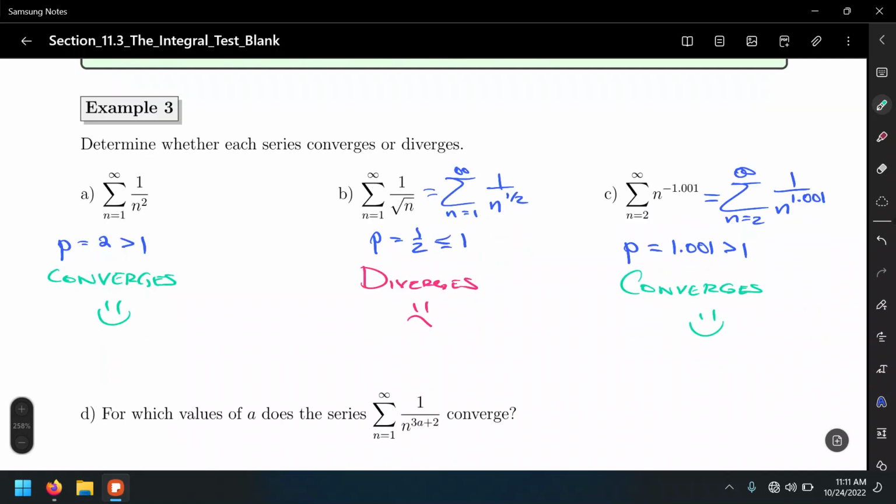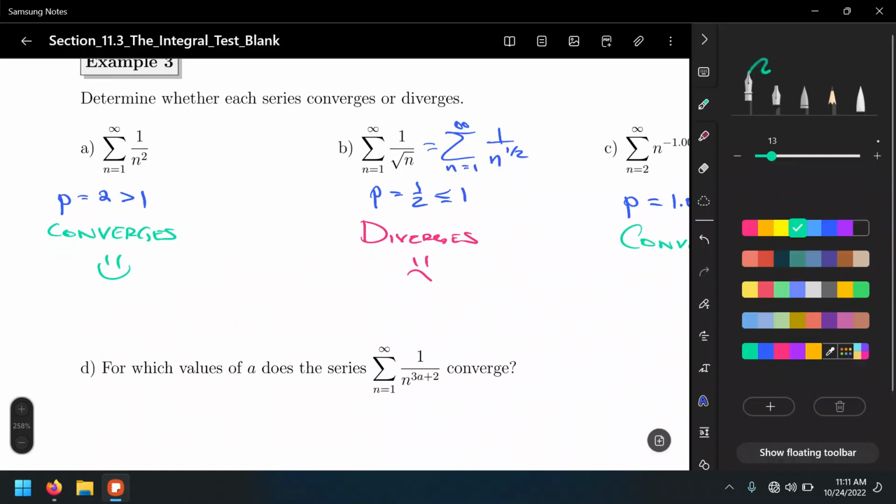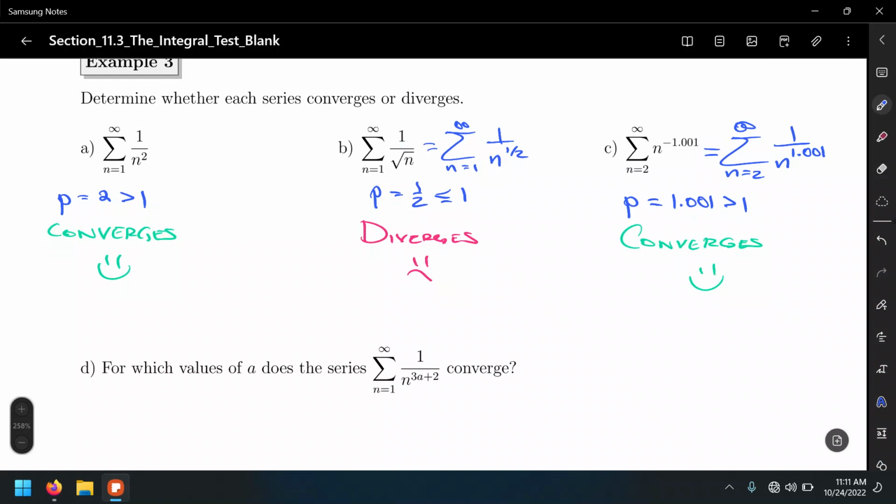All right. As easy as that. Yes? Do we have to change it, since it starts at n equals 2? It doesn't matter. No, it ultimately doesn't matter.